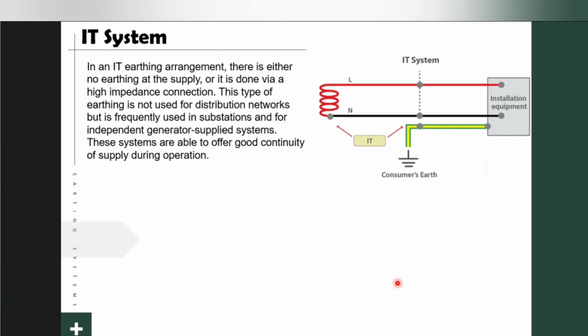And finally, to arrange the IT system, I do not make any earth pit near the source, but I make a consumer earth, and I take from the source only the neutral and line without any earth, and from the consumer earth I take the earth conductor to the installation equipment.